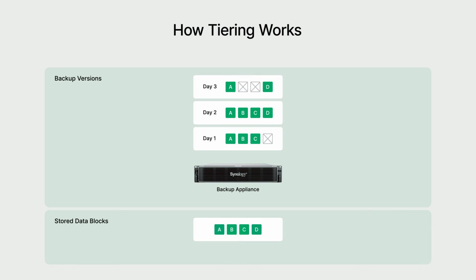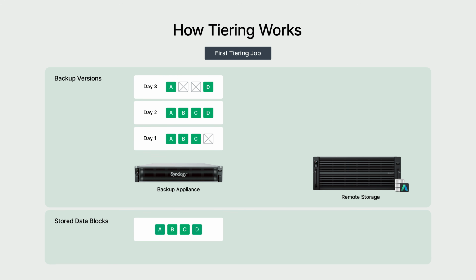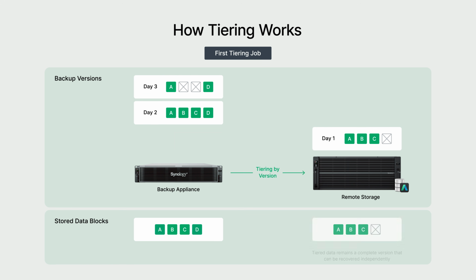Next, let's take a look at how tiering works. 3 versions are stored locally, ordered from newest to oldest. With deduplication, only 4 data blocks are actually stored. As time passes, older versions are tiered out day by day. When tiering runs for the first time, data is moved one version at a time.